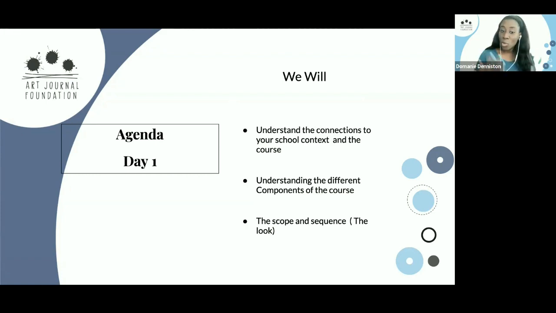We'll be going through a scope and sequence together, and we will also be planning just the scaffold of our first unit of any component that you choose. So for today, we'll be understanding different school contexts, how to plan for different contexts. We'll be understanding the three different components and how we plan and have a backward design for that. We know where we want the kids to go, how do we get them there?